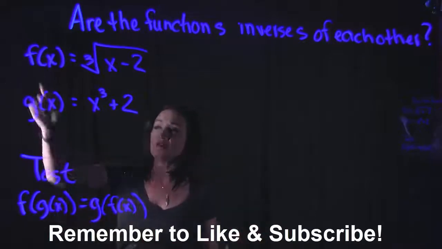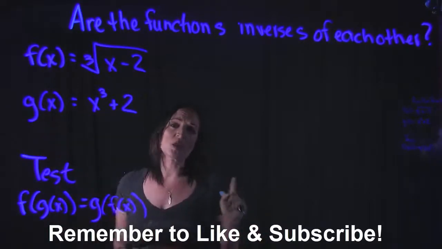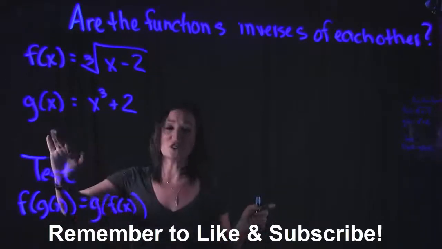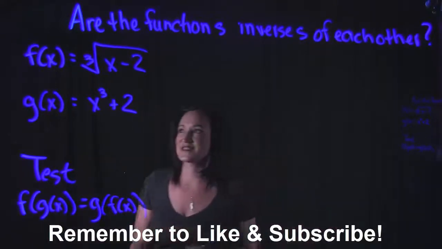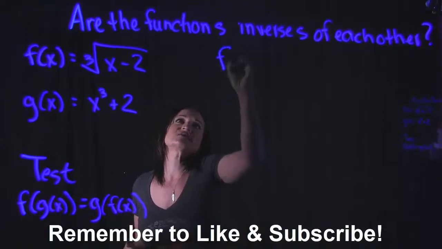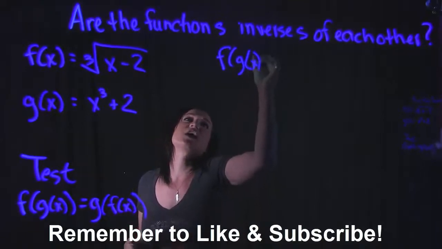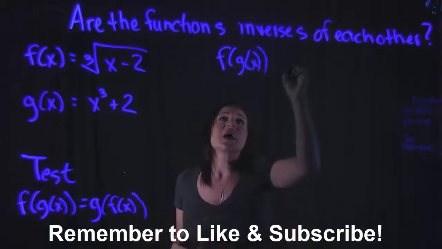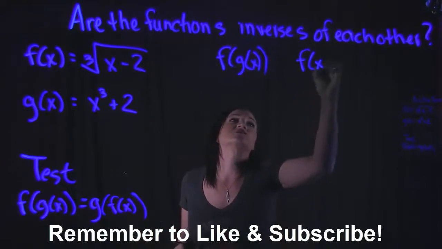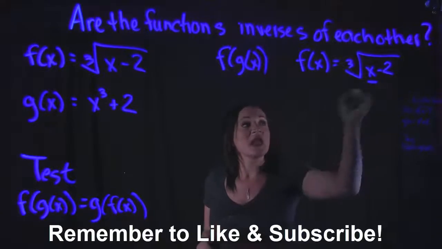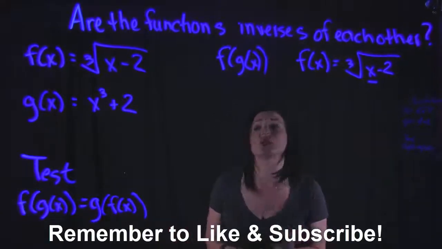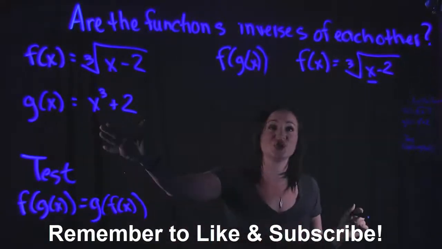So we're going to find f of g of x. And what we're looking for is, is f of g of x the same thing as g of f of x? Alright, so the first thing, let's find f of g of x. What that tells you to do is take f of x, and for every x in your equation, you're going to plug in g of x.